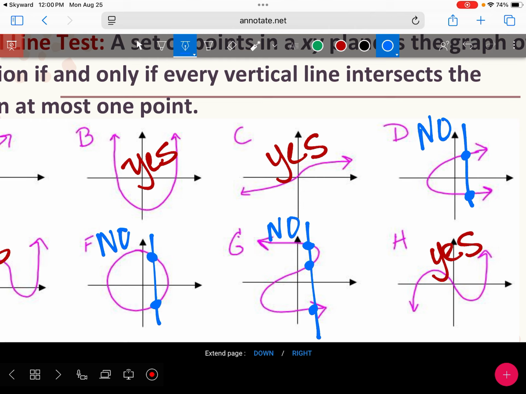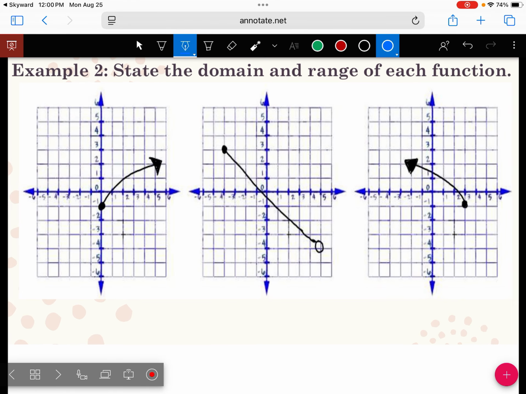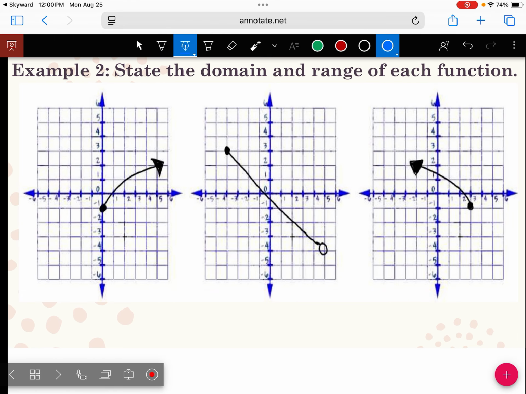Any questions? Pretty basic. Who remembers this from Algebra 1? This is going all the way back. Okay. Next. Go ahead and glue this one down. This is example 2. State the domain and range of each function.